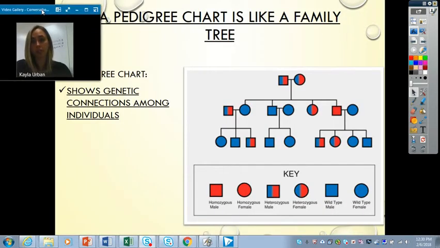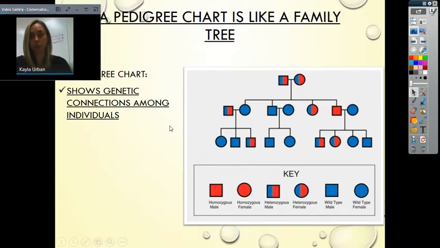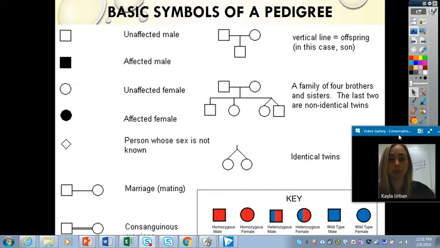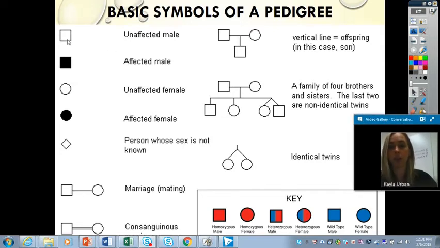So a pedigree is like a family tree. It shows genetic connections amongst individuals. It has standard symbols, and it can be used to estimate probability and patterns of inheritance over generations. Some of the basic symbols of a pedigree chart are squares for males, and if they are affected by the trait, it's filled in dark. If they are unaffected, then it is blank. Unaffected for females is a circle that's blank, and affected for females is a circle that's filled in.